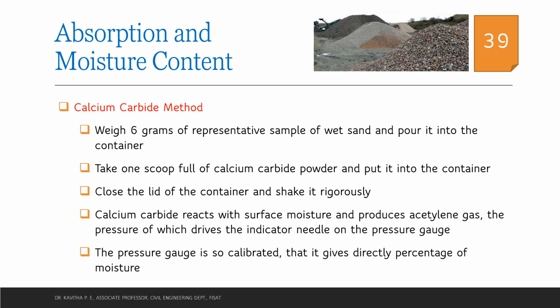Now let us consider calcium carbide method. Here 6 grams of wet sample of aggregate is taken and put in a container. Then 1 scoop full of calcium carbide powder is also added to the container. Then it is shaken vigorously. Calcium carbide reacts with the moisture and produces acetylene gas, which causes a reading in the pressure gauge. The pressure gauge is so calibrated that it directly gives the moisture content inside the aggregate.